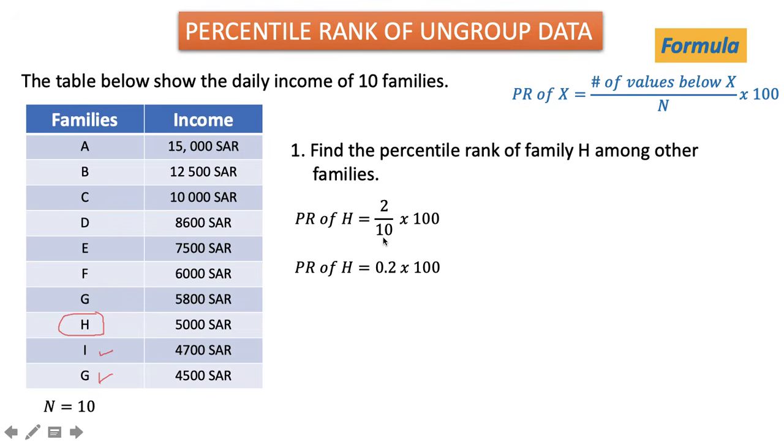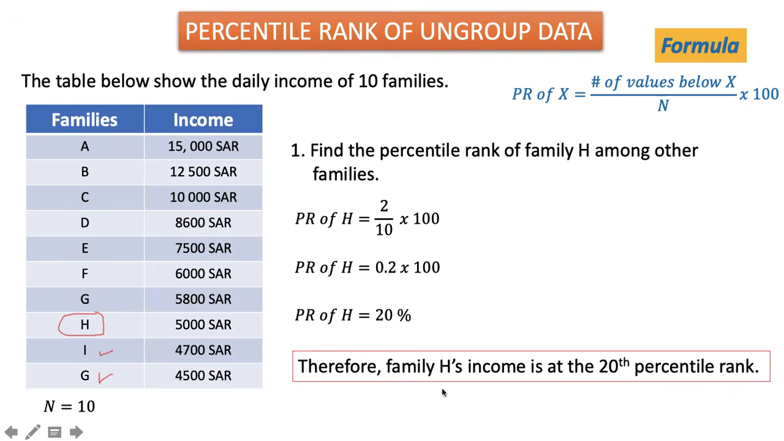We will then solve. 2 divided by 10 is 0.2. Then 0.2 times 100 is 20. So the percentile rank of family H is 20%. Now, how do we interpret this? Therefore, we can say that family H's income is at the 20th percentile rank.